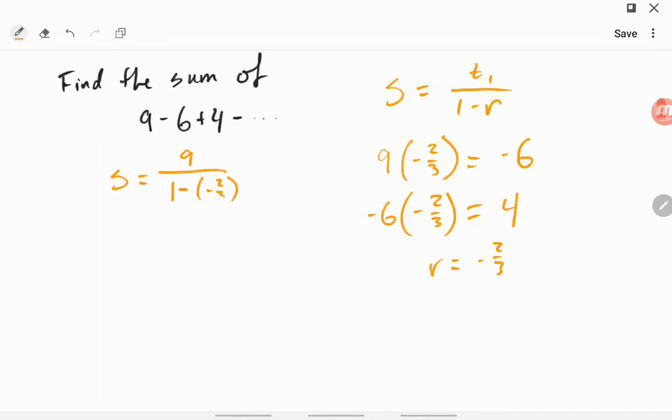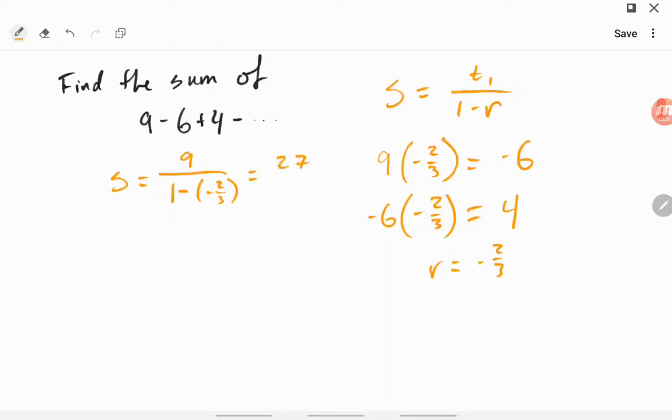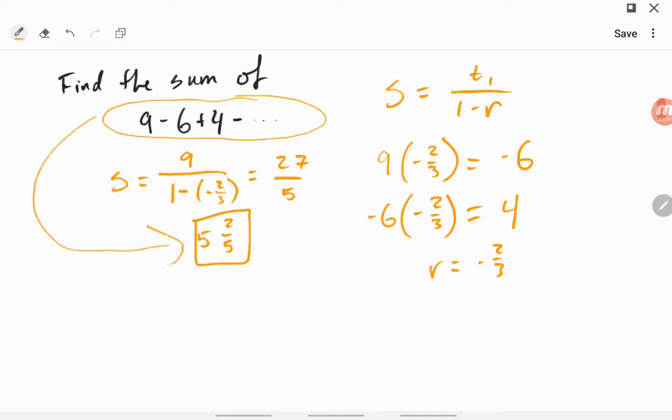So I get to plug that in right here. Negative 2/3. Sorry, that is hideous. Let's change that guy up. Negative 2/3. So I'm taking 9 and dividing it by 1 plus 2/3, or 1 and 2/3, and that gives me 27/5, or you could write that as 5 and 2/5. Who would have thought that if you were to add every single term in this infinite series, they'd add up together to be 5 and 2/5? That's just wild to me. Super cool.